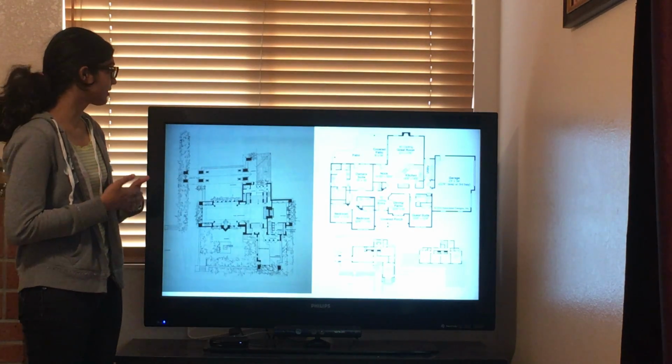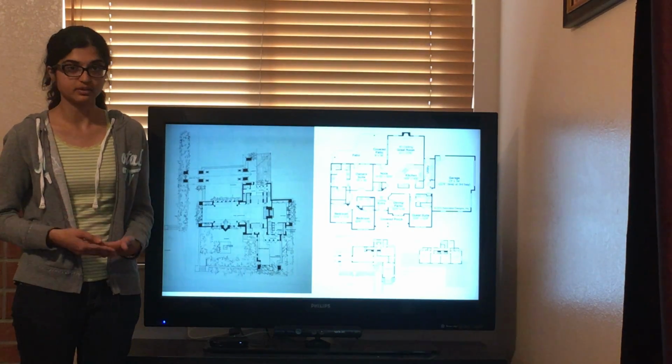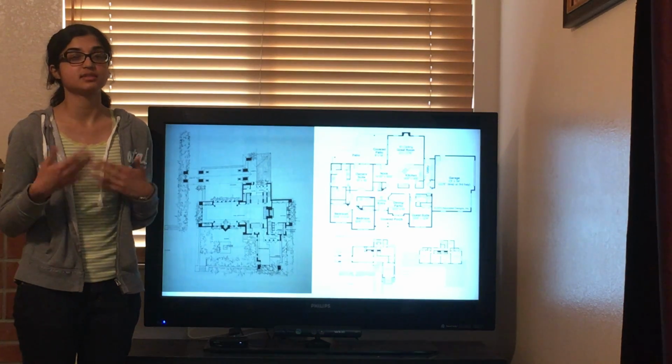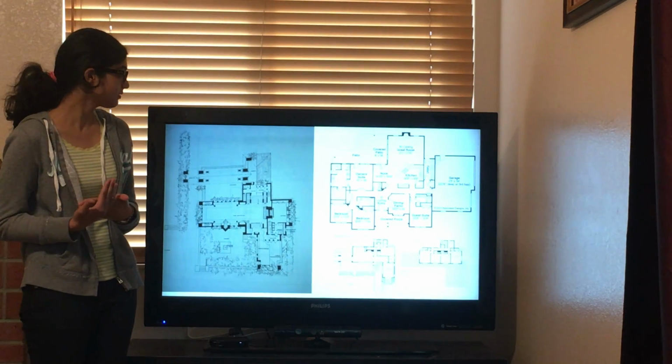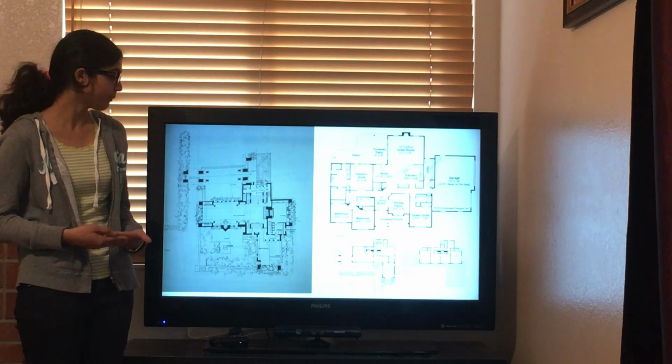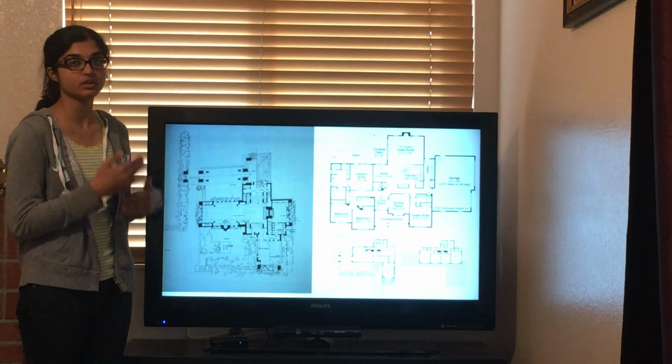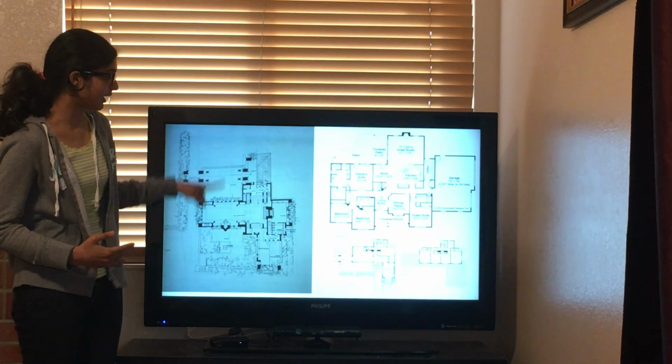So these are some floor plans of Prairie houses, and what is most significant about just looking at the floor plans, although they may not seem as relevant right now, is noticing the horizontal aspect of the Prairie houses.